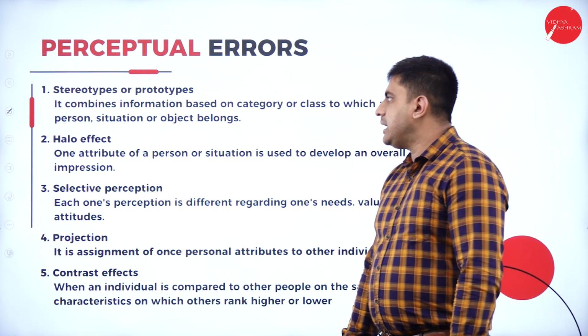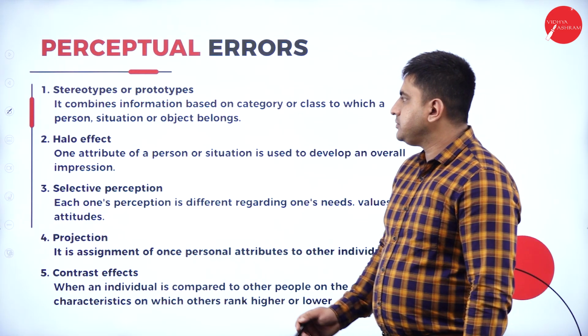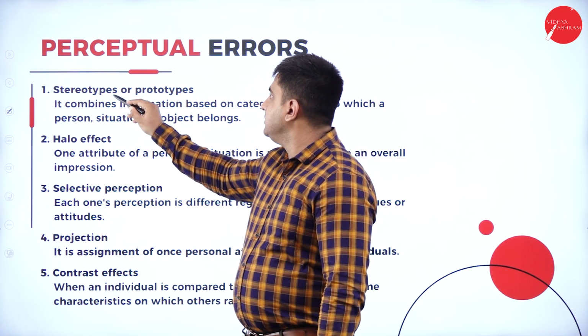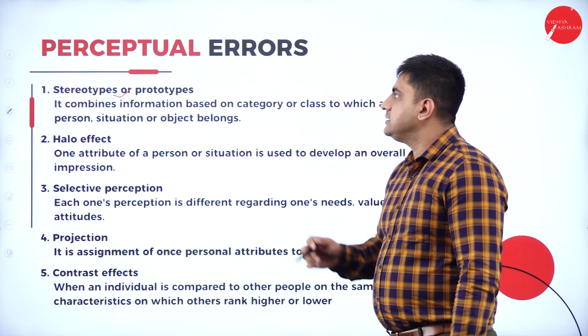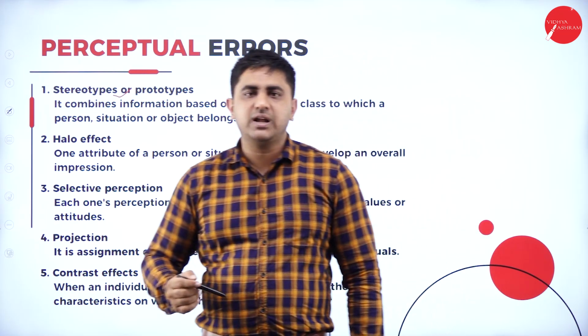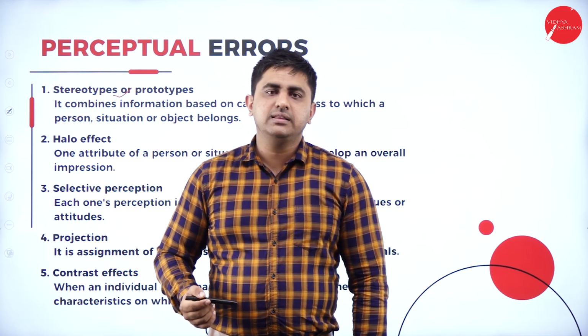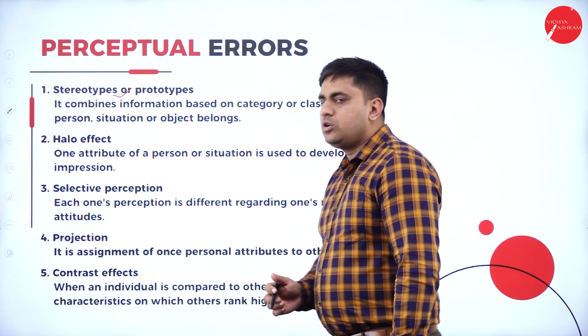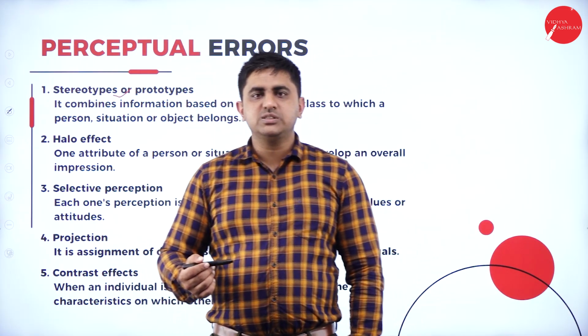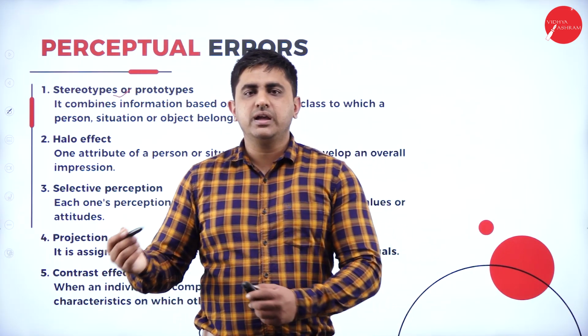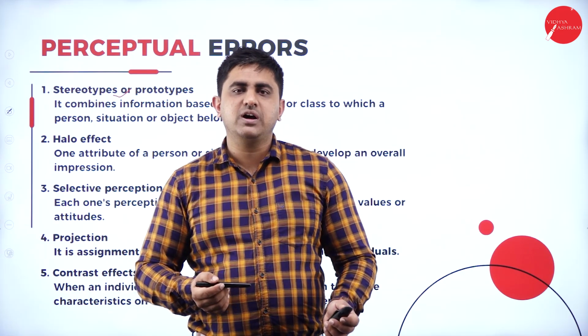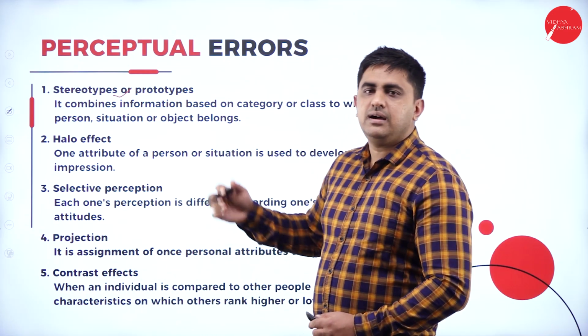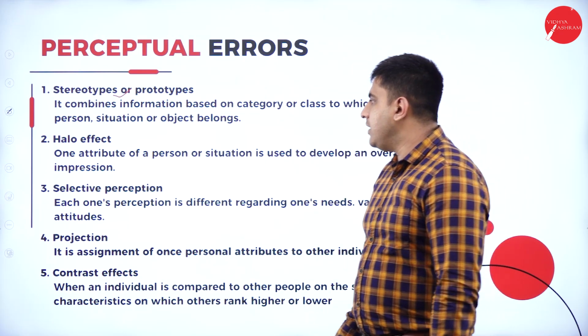Next, stereotypes or prototypes. Stereotypes we have already understood. So this is the topic of perceptual errors. What are the errors that can occur in the perceptual process? Stereotypes: in a group of 10 guys, one is not a smoker, and the others are smokers. You consider that person also a smoker when he is not. That is an error. Then halo effect.